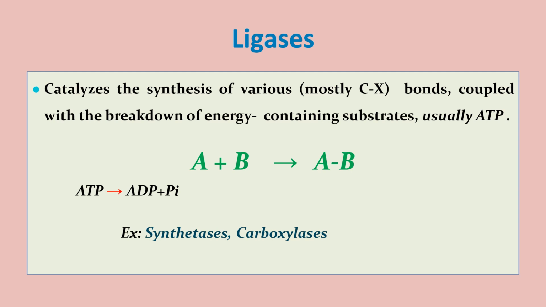So this energy is usually utilized by the breakdown of ATP to ADP and inorganic phosphate. When I say utilization of energy, A plus B utilize ATP, which is the chemical form of energy, and in the formation of AB, this ATP gets broken down to form ADP and inorganic phosphate. Examples are synthetases and carboxylases.